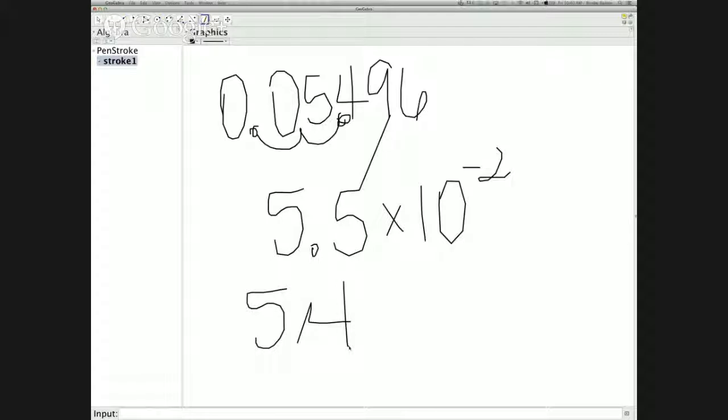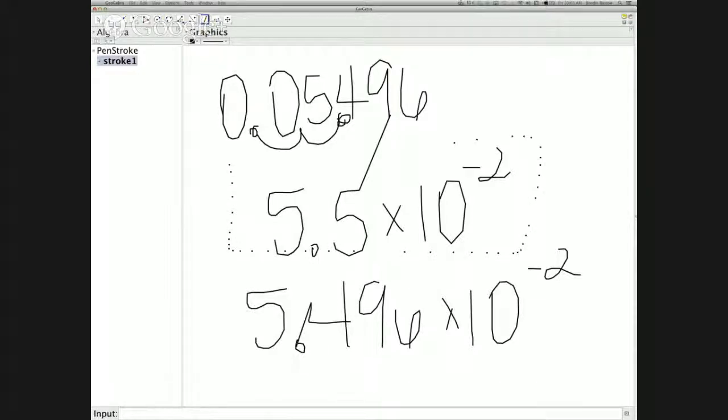If you wanted to be more exact, you would have this, but I would leave it like this. Okay? All right. Oops, I worked one more than I was supposed to, didn't I?